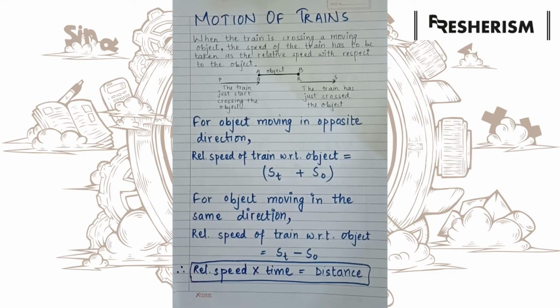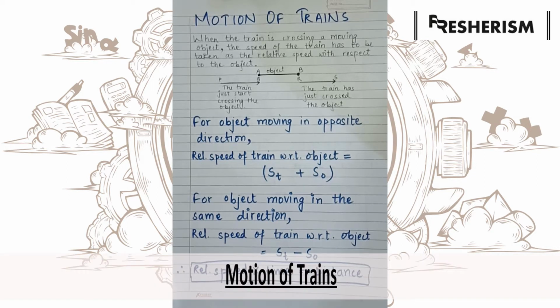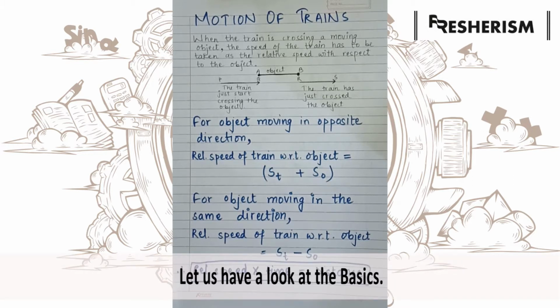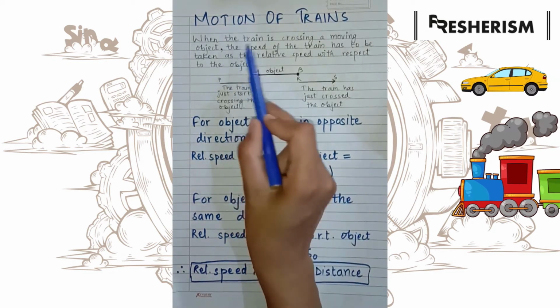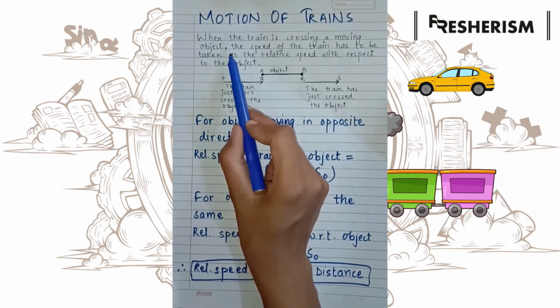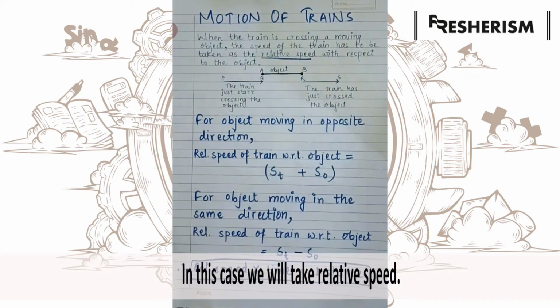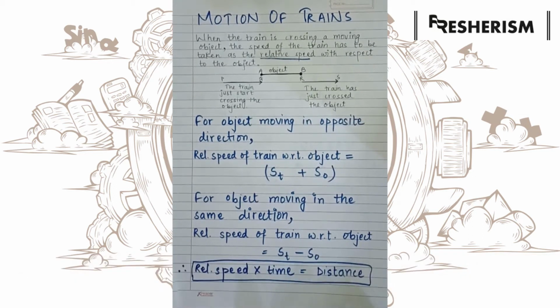Another important topic from which a lot of questions are asked is motion of trains. So let us see some basics which we need to keep in mind while solving these questions. When the train is crossing a moving object, the speed of the train has to be taken as the relative speed with respect to the object.